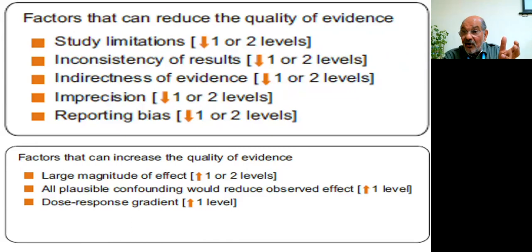Or there were a lot of confounders, but if the confounders were not there, I would have got an even better result favoring the intervention. Or across the studies, I see a dose response gradient. Higher dose, bad outcome, or better outcome, consistently across all these studies. They can be reasons why you can upgrade evidence from an observational study.